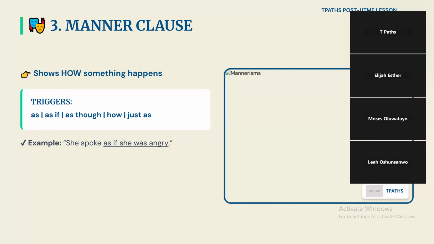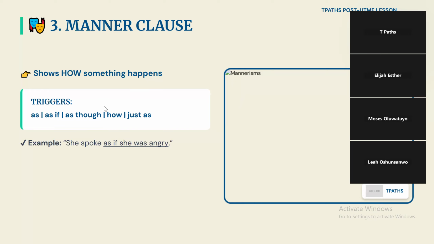So it could be the time, which tells us when something happened; the place, that's where; the manner, the condition in which something happened. So now we're looking at the manner clause. The manner clause shows how something happens.